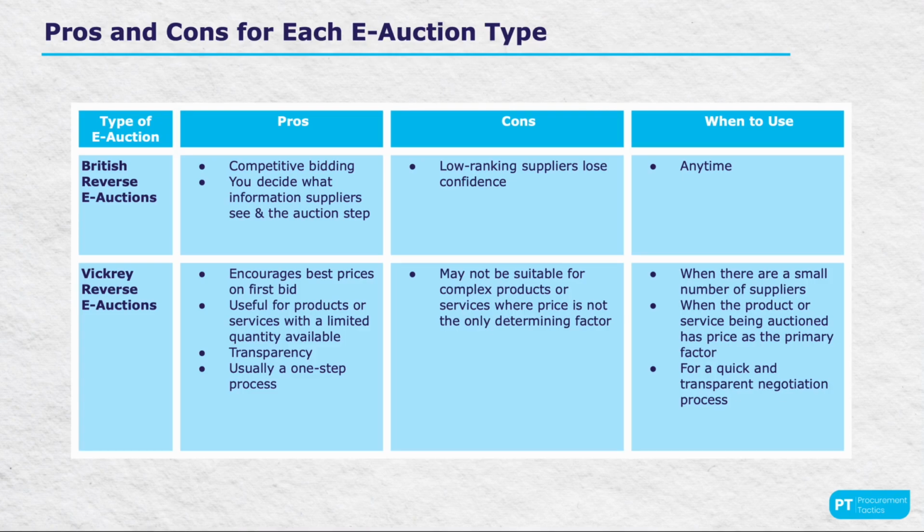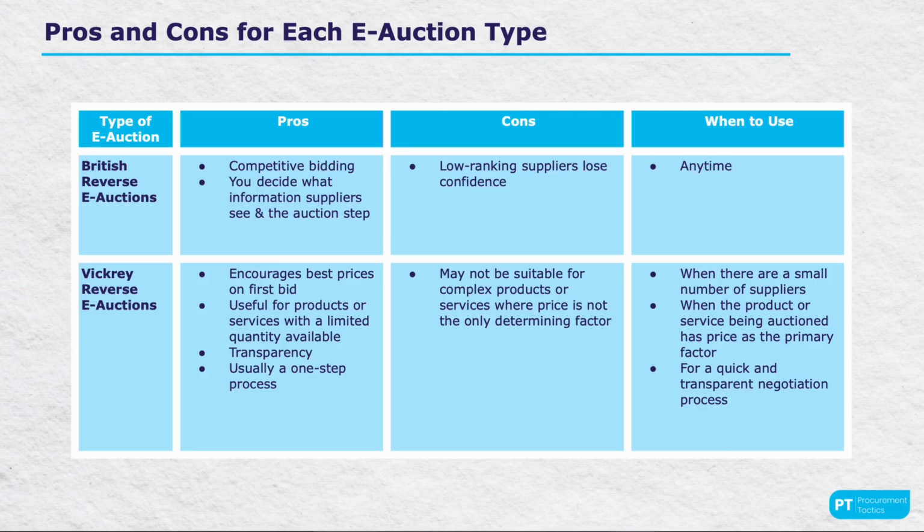Pros and cons table for each of the six types of e-auctions are as follows. First up is the British reverse e-auction. The pros of this e-auction type is that there is competitive bidding, and you also get to decide what information suppliers see and the auction step. The cons, on the other hand, are that the low-ranking suppliers lose confidence. When is the best time to use it? Well, anytime. The next one is the Vickrey reversed.